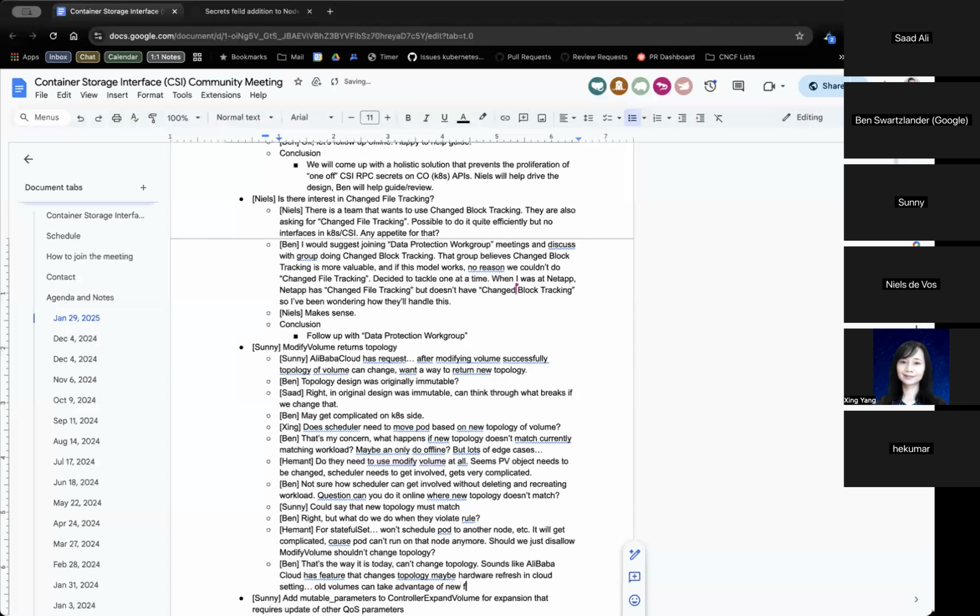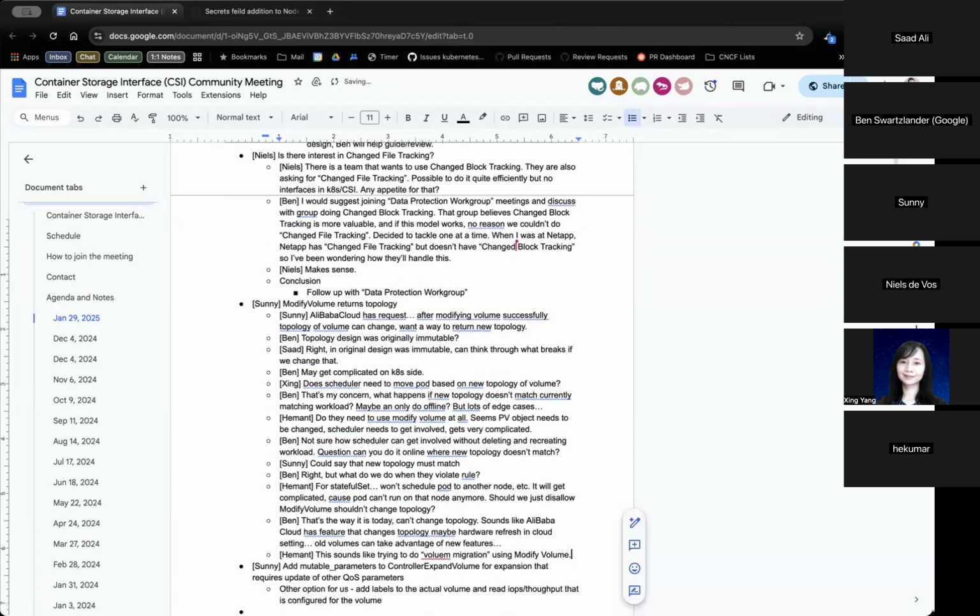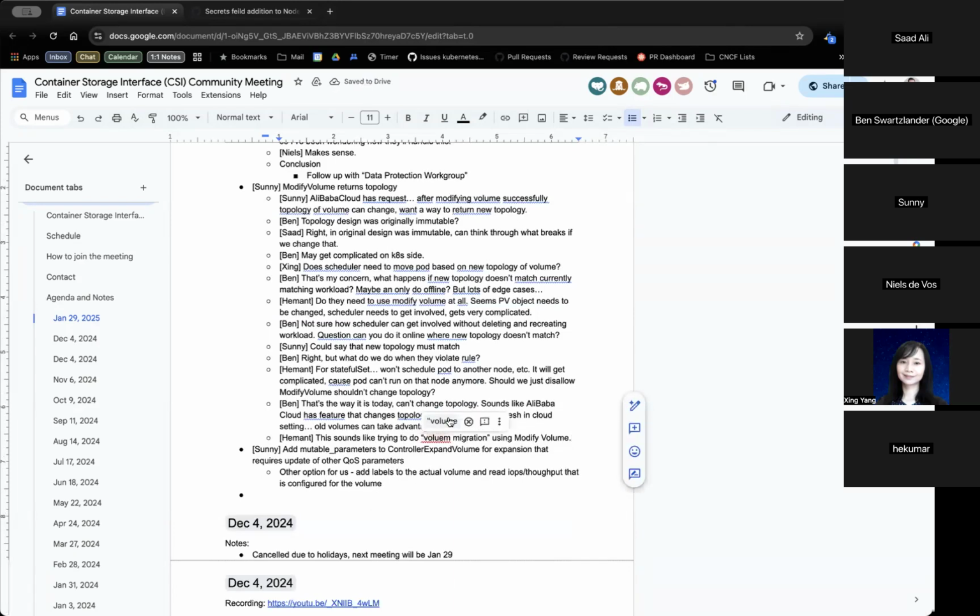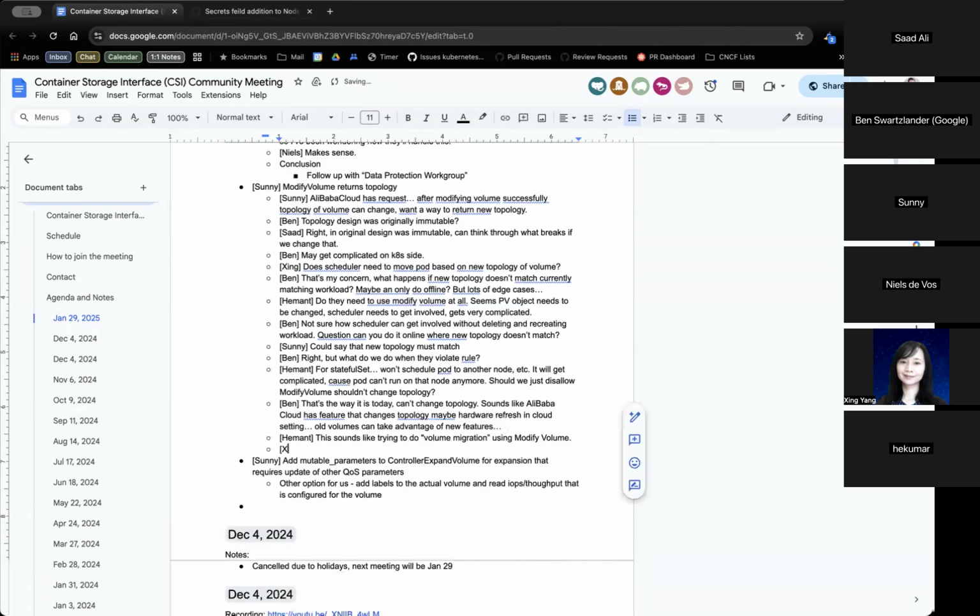I feel like this is a gateway to doing volume migration. But it's the same volume, right? Modify volume could cause migration, and we are actually going to implement this one. Yes, the change to the policy caused the data store migration. But if topology also changes, then yeah.